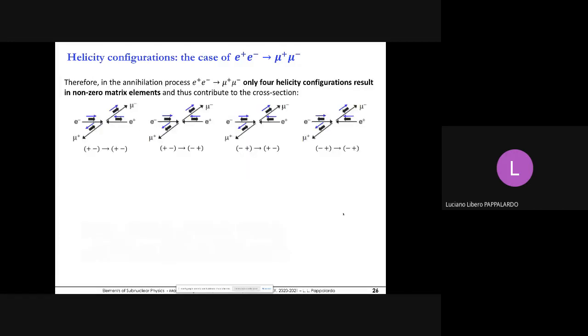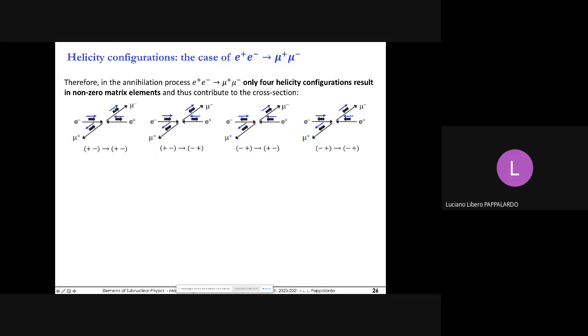So if you go now back to our process, e plus e minus into mu plus mu minus, only 4 helicity configurations result in a non-zero matrix element, okay? And thus only 4 of them contribute to the cross-section of the process. So let's consider the first one. We have e minus e plus in the initial state. One has a positive helicity, where the spin and the momentum are aligned, and the other has opposite helicity. So this is the plus-minus case for the initial state.